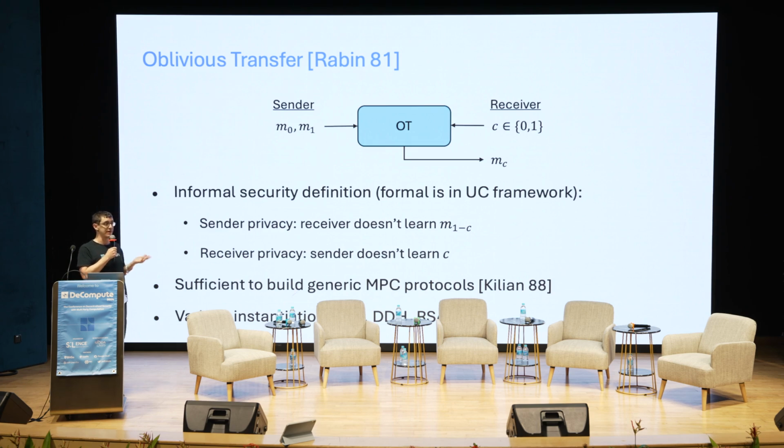This is a very fundamental cryptographic primitive. In fact, it's sufficient to build MPC protocols for any problem in the dishonest majority setting. There are several instantiations of it based on standard cryptographic assumptions such as DDH and RSA. There are also post-quantum OT protocols as well.